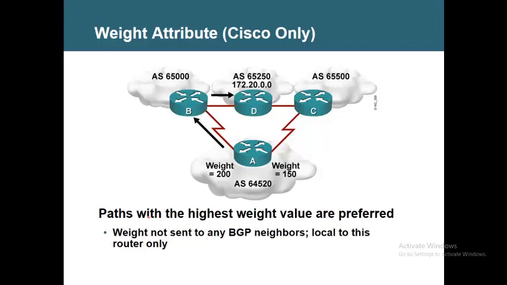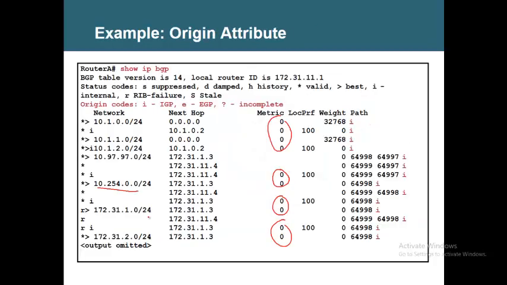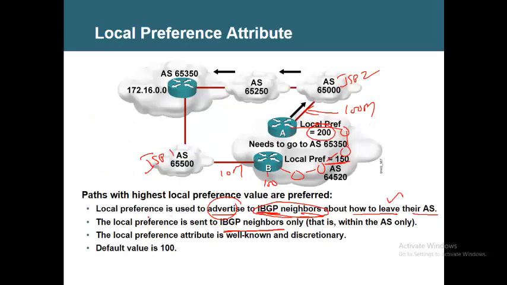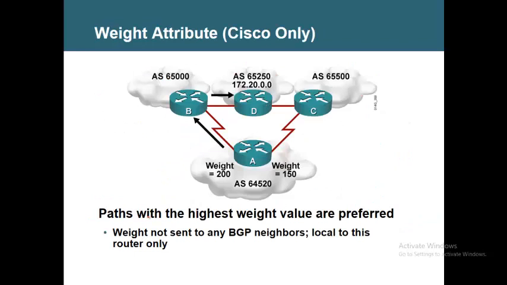Weight, when you configure, is only for that router. But when you configure local preference, it is not only for router A, it is for every router. The advertisement will go to every router. Whereas the weight attribute is not advertised to anyone. It is local to that router only. Weight is not sent to any BGP neighbor. Any includes IBGP and EBGP.